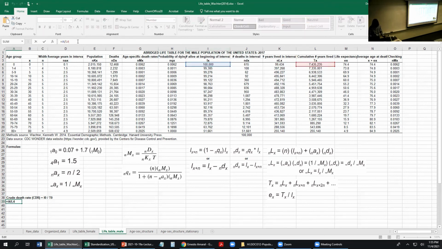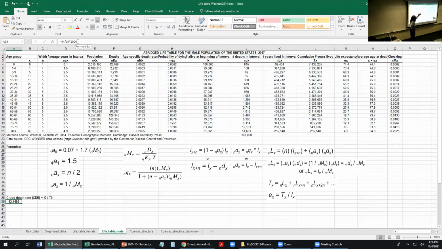If I want to multiply by 1,000, how do we interpret that? Based on data for men in the US in 2017, for every 1,000 people, around 13 people died, men died in the US in 2017. Right? So see how much information we can get from a life table.